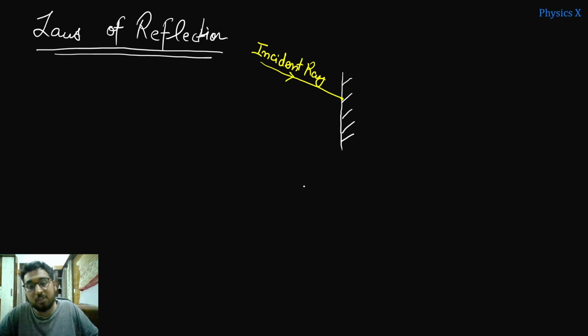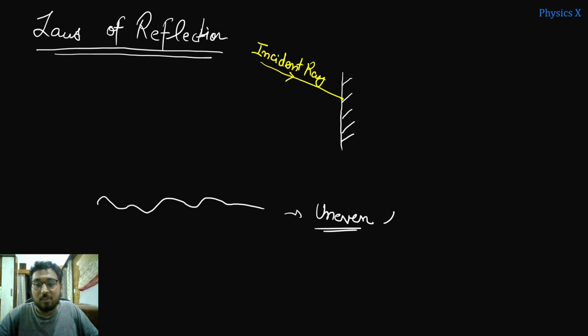But suppose this is your surface. This is not a plane surface, this is an uneven surface. In an uneven surface, if I want to find the normal at this point, how will I find it? You see that this is the portion of the surface, at 90 degrees to it this will be the normal. This makes 90 degrees here, so this will be the normal.